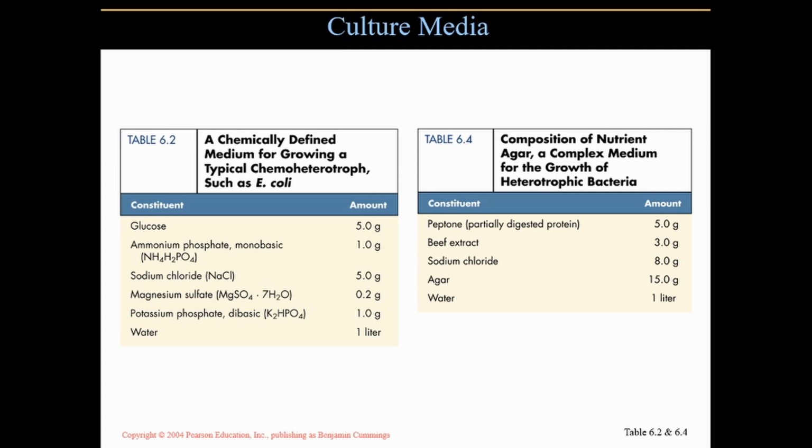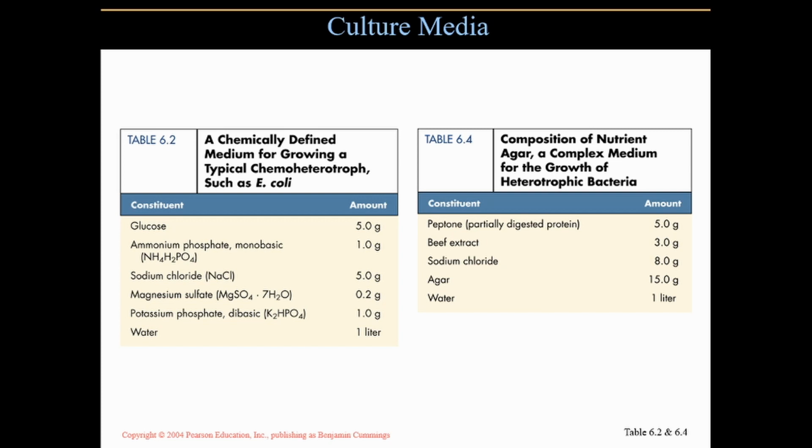Well, it doesn't say exactly what protein it is or what amino acids are contained within it. Beef extract, we don't know exactly what that is. So these are ingredients whose exact composition we don't know, but it's not necessary to know it. All we know is that when we use complex medium, the bacteria like it, and they grow really well on it.